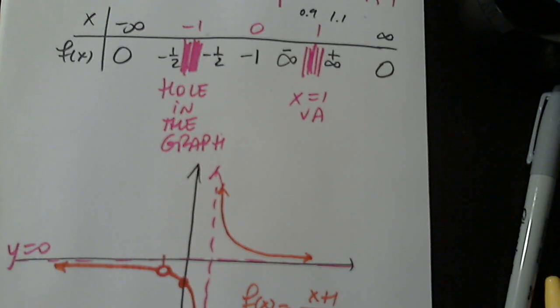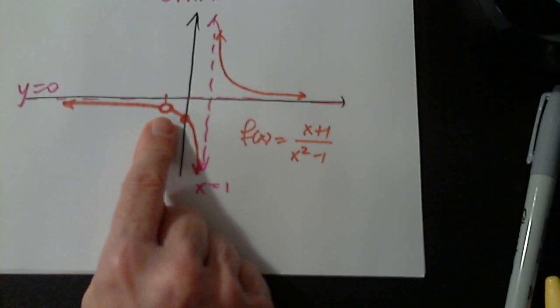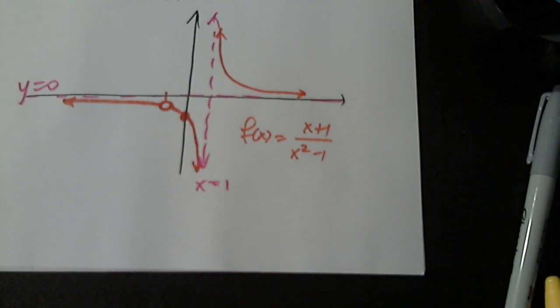I had to really, really zoom in to see that little open point. We call it removable discontinuity. You'll see that in Calc 1. Okay? So the calculator is not as sensitive. So this is a very important situation.